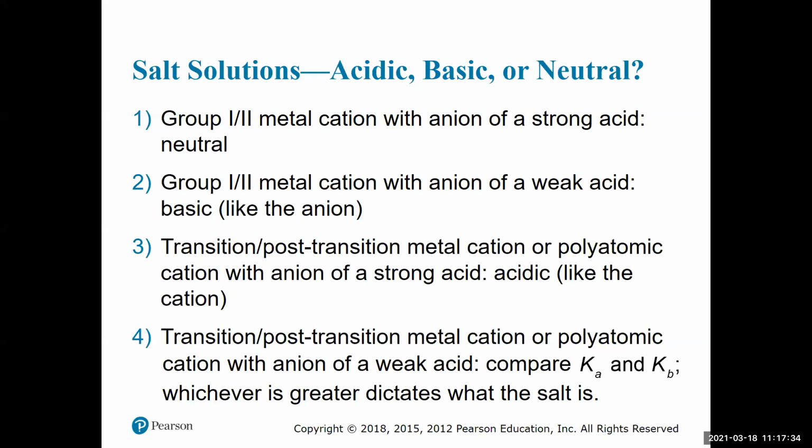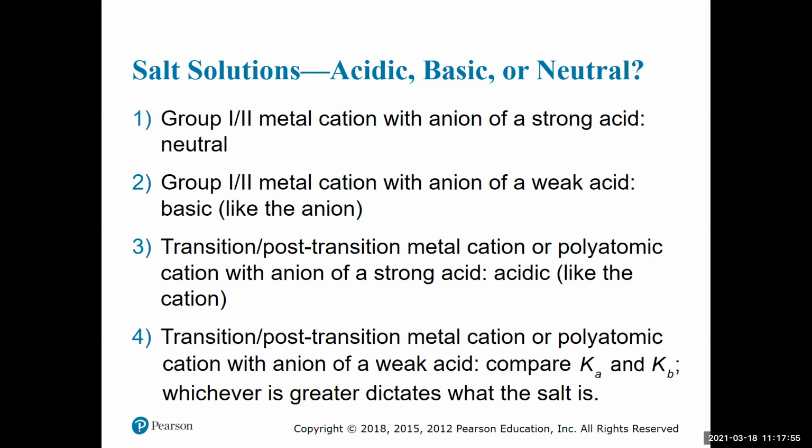A group 1 or 2 metal cation with an anion of a weak acid, well, that 1 or 2 metal cation would still be neutral. But remember, what's the anion of a weak acid? It's a conjugate base. So that solution overall would be basic, driven by that anion.